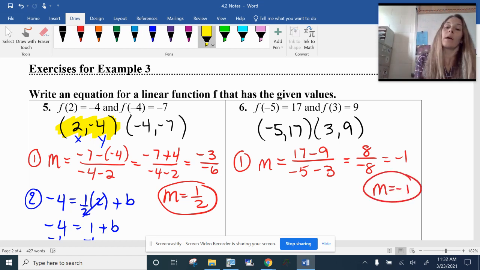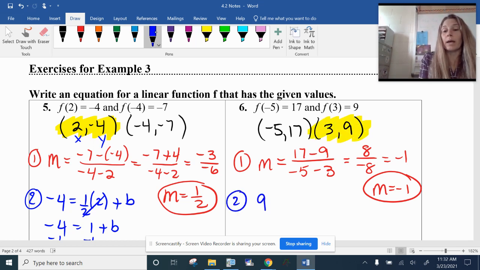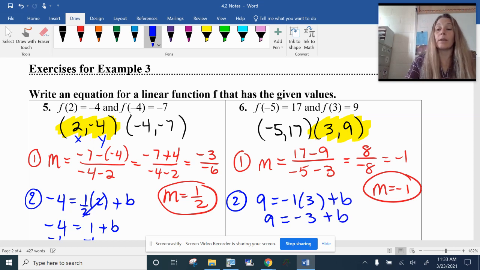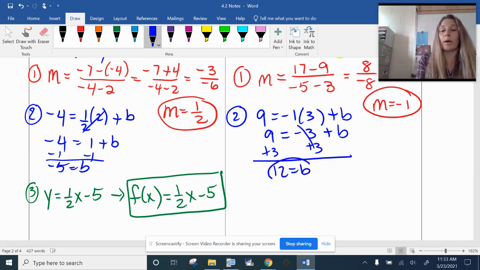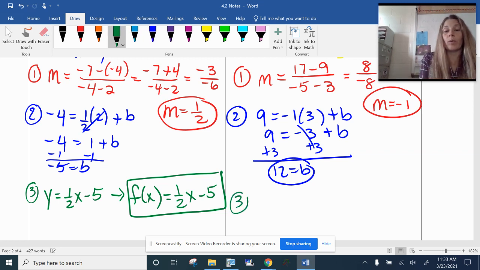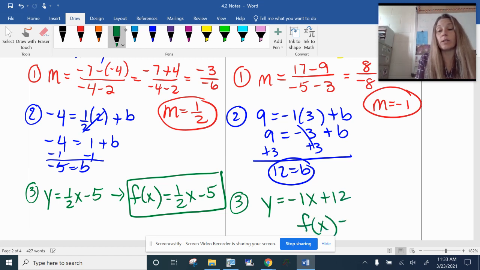Now I'm going to use (3, 9) to find my y-intercept. So 9 equals -1 times 3 plus b. And now I'm going to have to add 3 to each side. So b equals 12. So now when I go to write my equation in slope-intercept form, I would have -1x plus 12. But of course, we're going to put that into our function notation. So f of x equals -x plus 12.